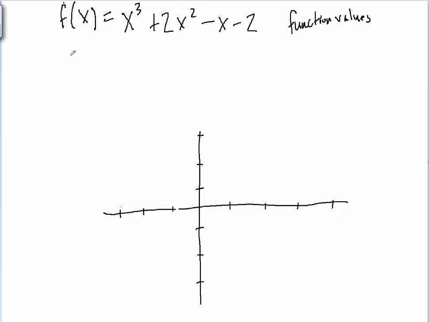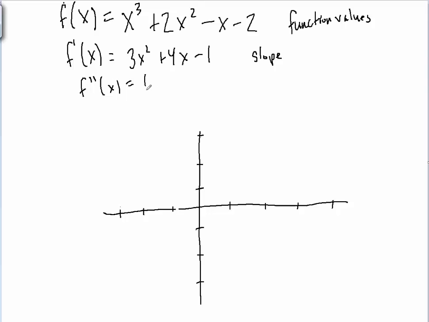And then what we can do is find the first derivative, 3x squared plus 4x minus 1. This is our slope derivative function. And then the second derivative, it's 6x plus 4. And this tells us about concavity.